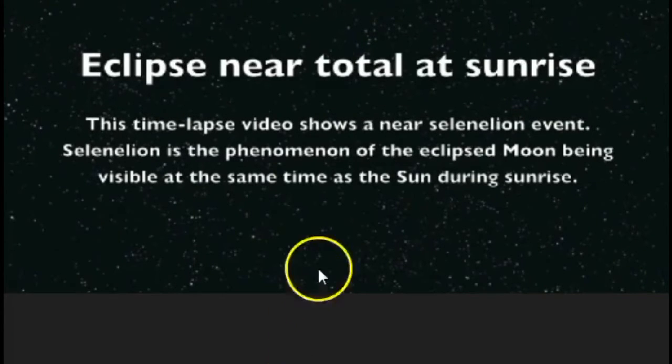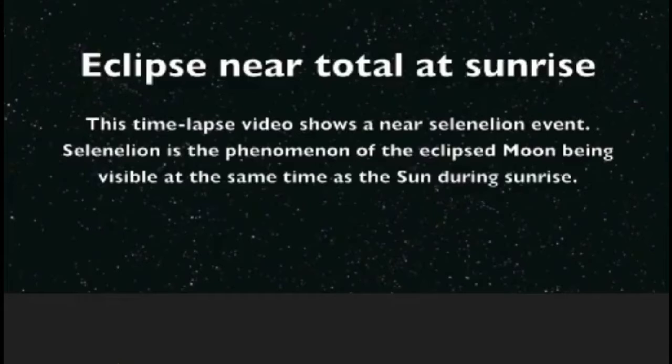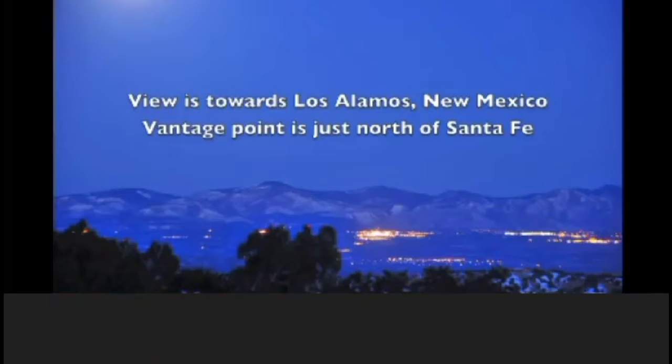Talks about the phenomenon of this eclipse. Let me back up a little bit, actually. Let me pause here. It talks about the phenomenon of this eclipse. It's called the Selenian event. Now let's take a look. Go to this part right here.